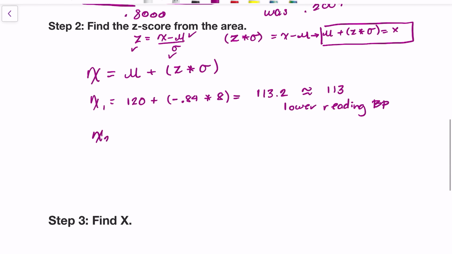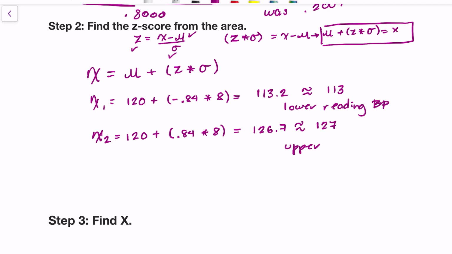I'm not done. I still need to do x2. So it would be 120 plus, this time is going to be positive 0.84 times 8. When I do this calculation, I get 126.7, which is roughly 127. This is going to be the upper reading of the blood pressure. So that's it. Those are the two readings that we are interested in.